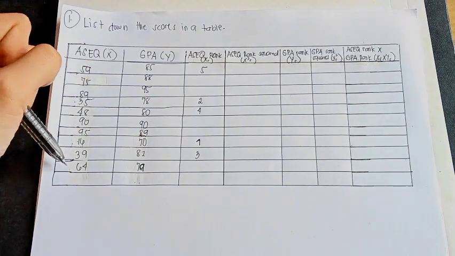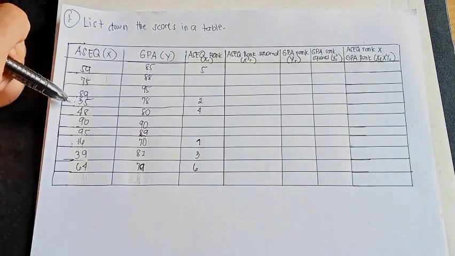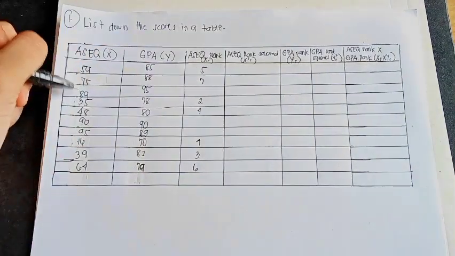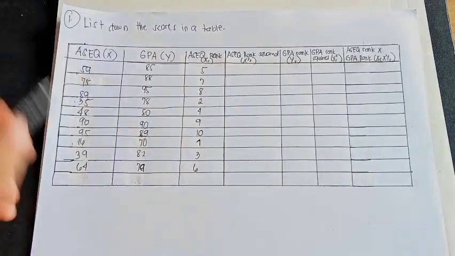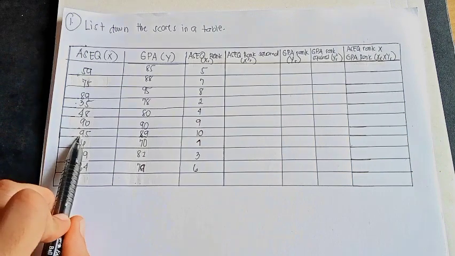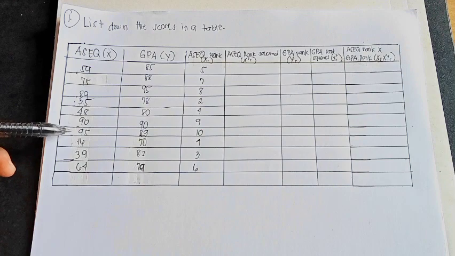Next, 5, 6, 7, 6. And this should be number 7, 8, 9. Lastly is the ASEQ 95. This is our rank number 10 because this is the highest number.